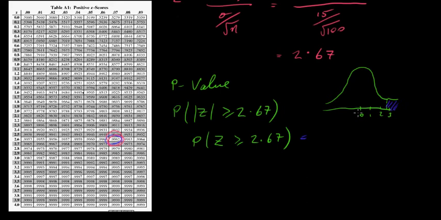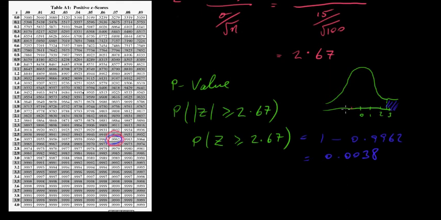The probability of being less than 2.67 is going to be 0.9962, this value here. Now we want greater than, so it's in fact going to be 1 minus 0.9962. So that's going to give me 0.0038. Now, that's just on the right side, but remember we also need the left side as well.